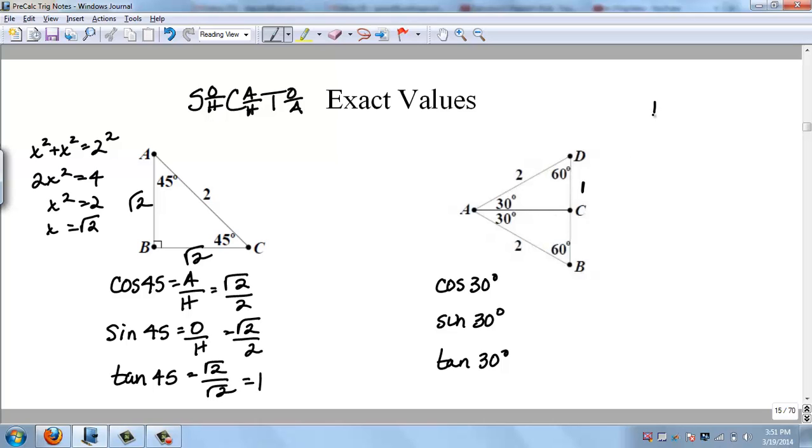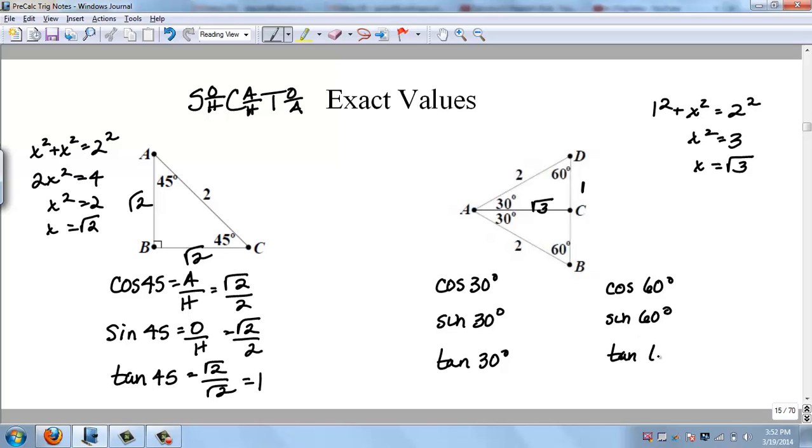So if I did 1 squared plus, we'll say x squared, has to equal 2 squared. When I go through the Pythagorean theorem, I get x squared equals 4 minus 1, or 3, so x is going to equal radical 3. So that means this side of my triangle here is radical 3. So just look at one of the sides when we do this, and then we're going to do the cosine of 60 degrees, the sine of 60 degrees, and the tangent of 60. So this will cover our main angles that we have to do in quadrant 1.